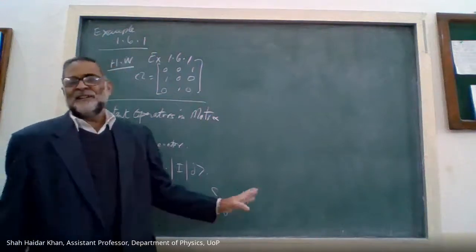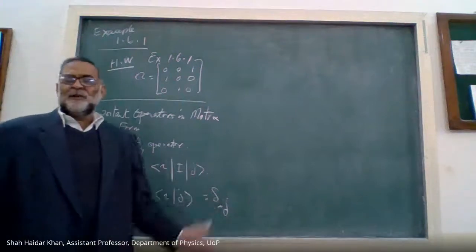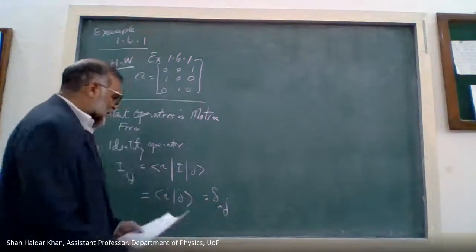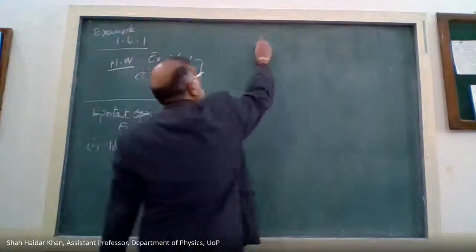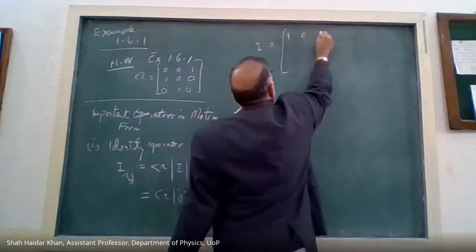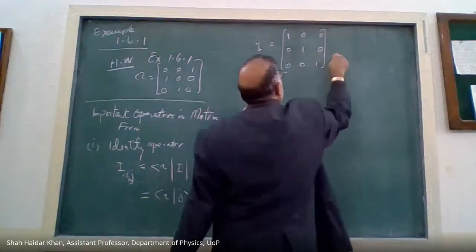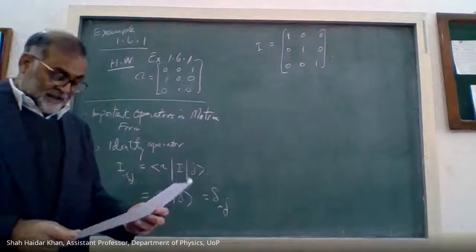Similarly, you will get delta_{3,3} equal to 1. So the identity element is represented by, for example, if we have three dimensions, the identity matrix will be like 1 0 0, 0 1 0, 0 0 1. That will be the representation of the identity matrix.